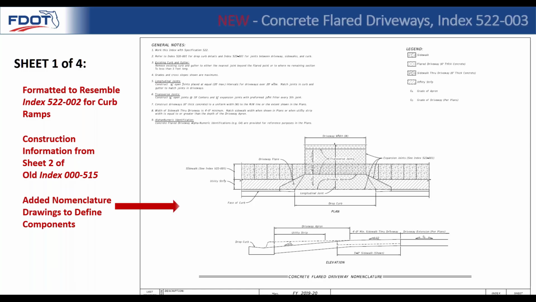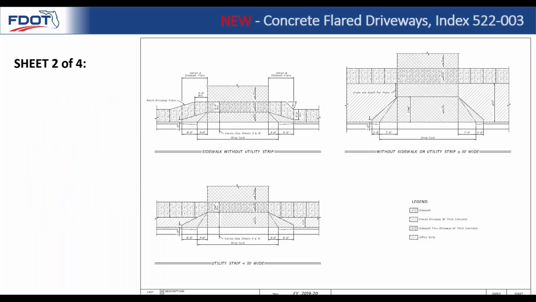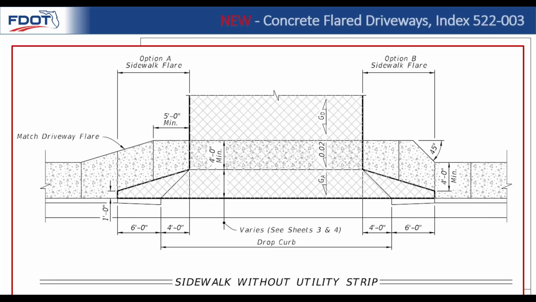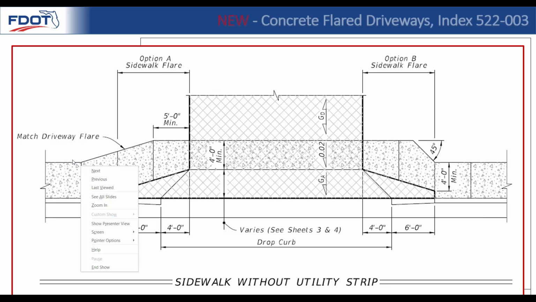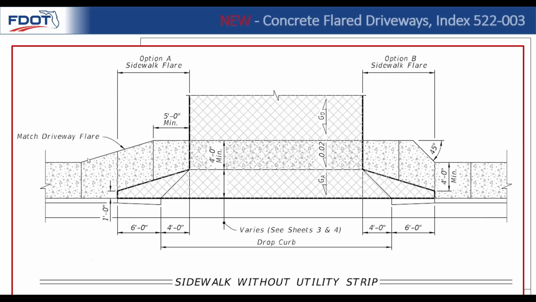Sheet 2 covers the different layout configurations that you would see depending on the offset of the sidewalk from the curb line. One thing that wasn't really addressed that well previously for concrete driveways was the flare of the sidewalk around the driveway. And so we included two different options now, option A and option B, where you could either match the flare of the driveway itself, which is option A, or option B, where you just apply a 45-degree angle with a 4-foot minimum sidewalk. We didn't include any specific requirements for when to use one versus the other. It was just to provide some flexibility and actually place some specific requirements for what those flares are to look like.